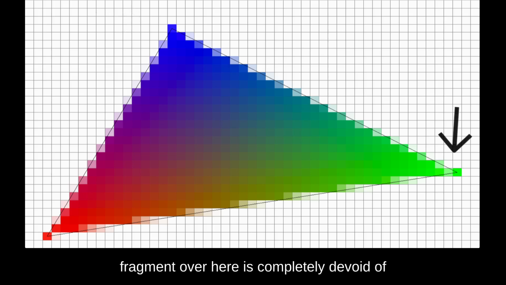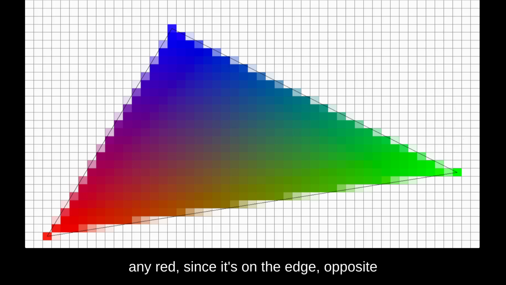This fragment over here is completely devoid of any red since it's on the edge opposite the red vertex. And then everything in the center of this triangle is a mixture of the three colors. The blending action is called interpolation, and it's a pretty universal operation in mathematics. Interpolation is just one of the things that happens during rasterization. The other step is splitting this interpolated result into discrete fragments. And rasterization is a unique concept to computer graphics. This rasterization process is one of the things our GPU is extremely efficient at, and it's done for us.